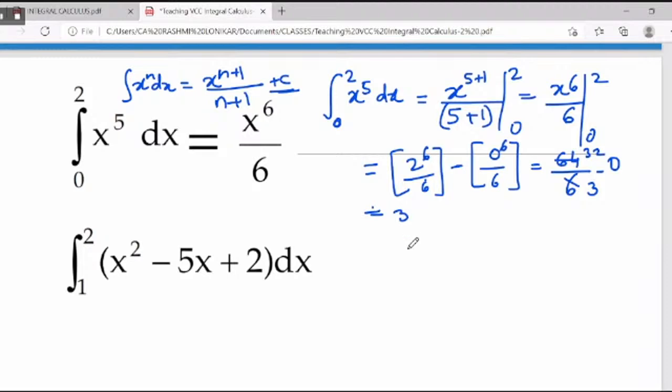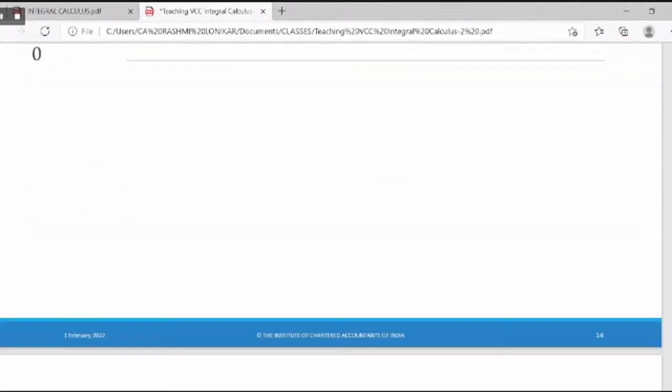answer is 32 upon 3. Okay. So what I have done, I have taken the question, I have just solved it like a normal integral question, and then I put in the limits. So first I put in the upper limit and then I put in the lower limit and find the answer. Okay, let us do one more sum. We did this.